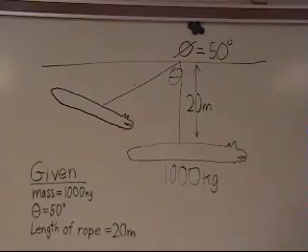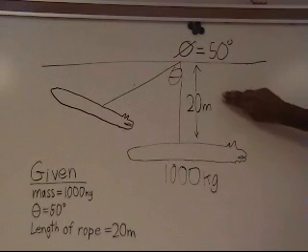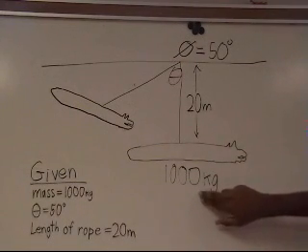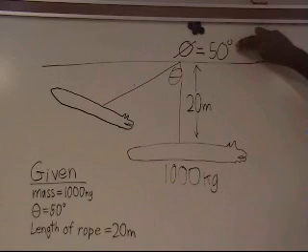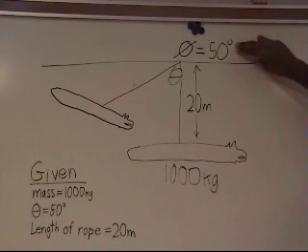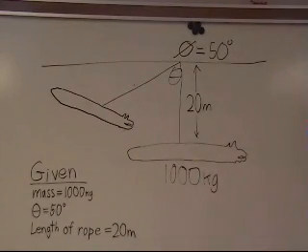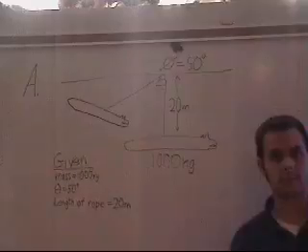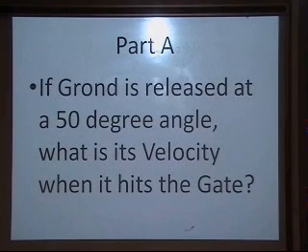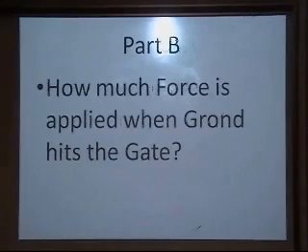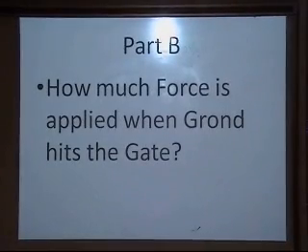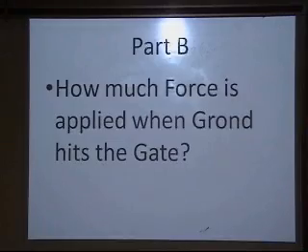If Grond was hung from 20 meters and weighs 1,000 kilograms and was pulled up at an angle of 50 degrees, use this information to solve the following two questions. Part A. If Grond is released at 50 degrees, what is its velocity when it hits the gate? Part B. How much force is applied when Grond hits the gate?